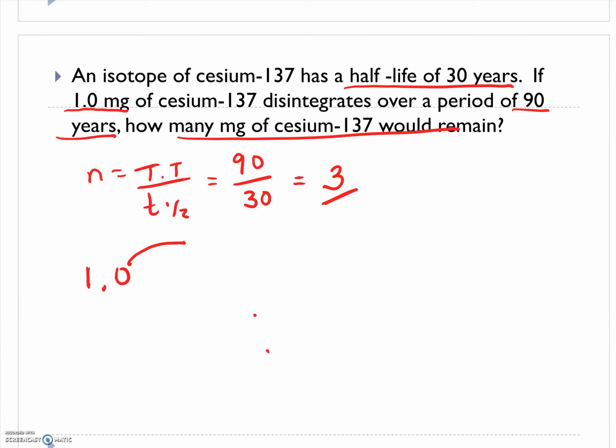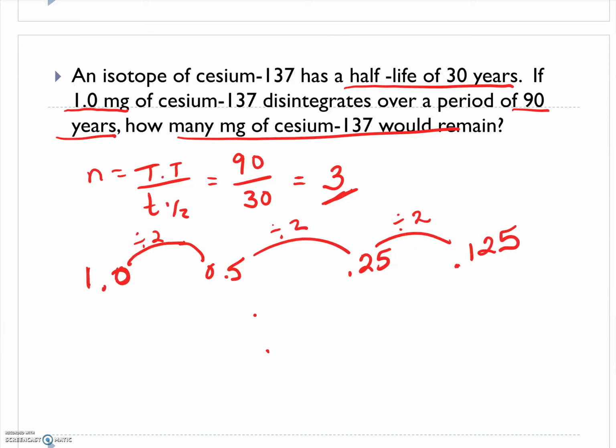Okay, so we're going to take that 1.0 milligram through 3 half-lives, so I've got to divide by 2 three times. So 1 divided by 2 is 0.5. Divided by 2, so 0.5 divided by 2 is 0.25. 0.25 divided by 2 is 0.125. So how much of the sample are you going to have left? It is 0.125 milligrams.